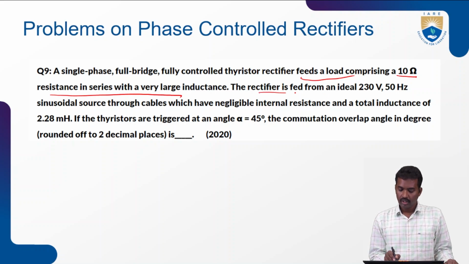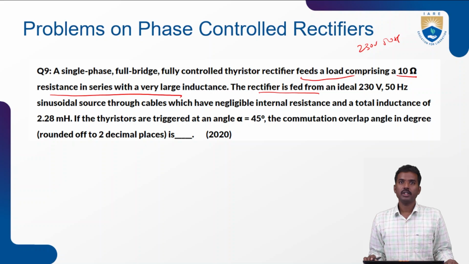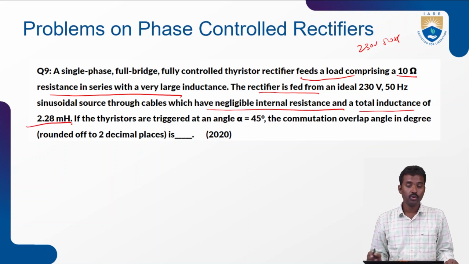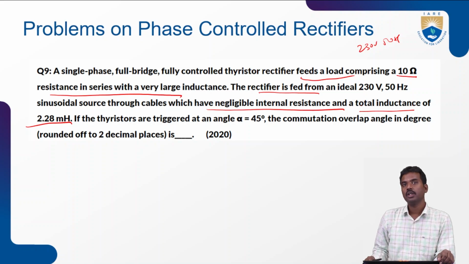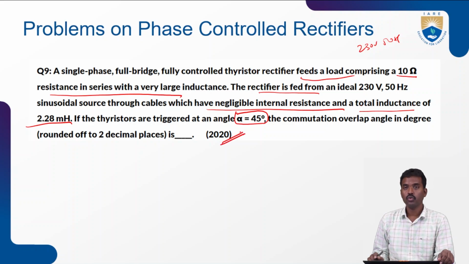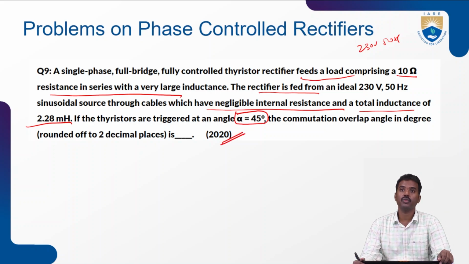Now here the rectifier is fed from 230 volts, 50 Hz sinusoidal sine wave source through cables having negligible internal resistance and total pure inductance, I think total inductance is 2.28 millihenries. If the thyristors are triggered at an angle of 45 degrees, the commutation overlap angle in degrees is? It was asked in 2020.